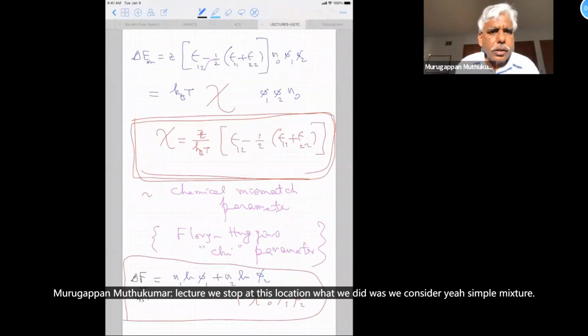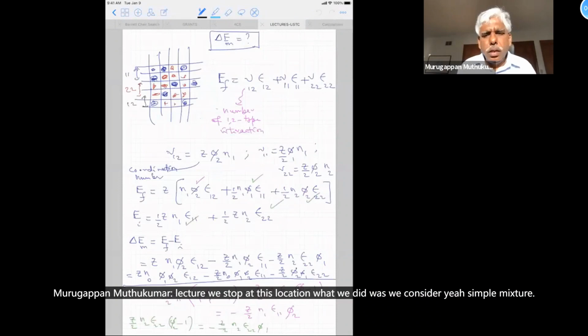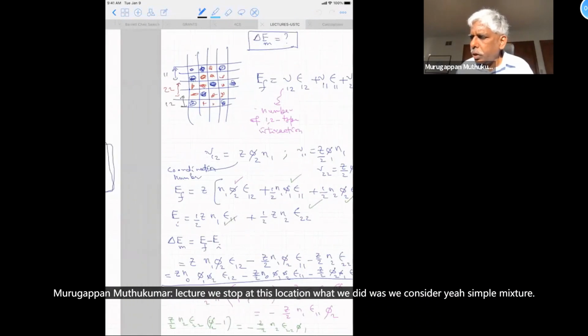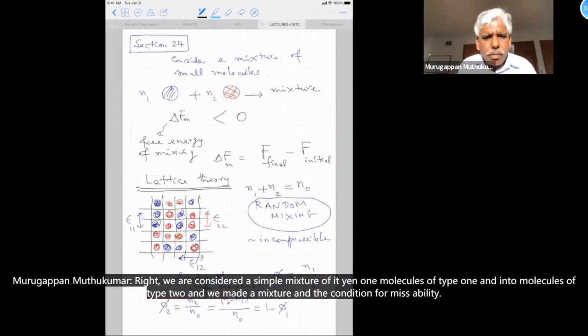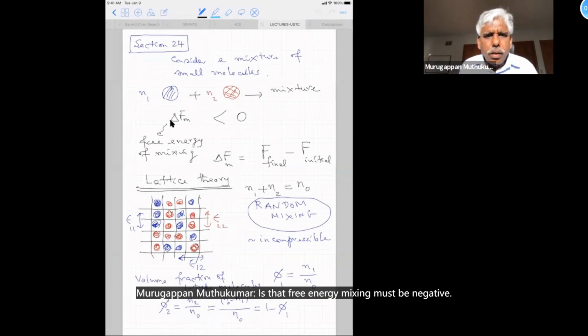So in the last lecture, we stopped at this location. What we did was we considered a simple mixture of N1 molecules of type 1 and N2 molecules of type 2, and we made a mixture. And the condition for miscibility is that free energy of mixing must be negative.